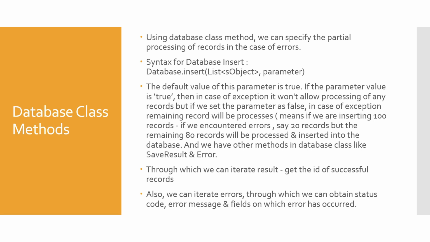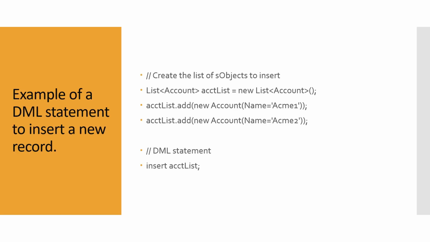And we have other classes in database class methods like SaveResult and Error, through which we can iterate the result and get the ID of successful records. We can also iterate errors, through which we can obtain the status code, error messages, and fields on which the error has occurred. So let's understand DML statements through an example.